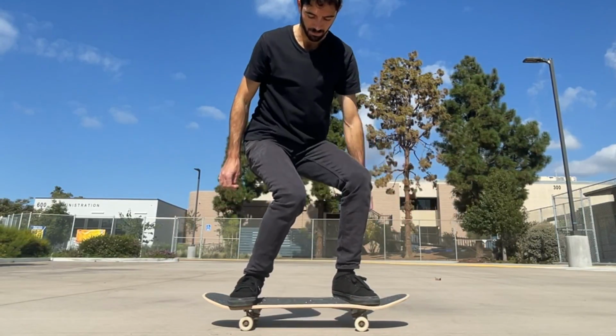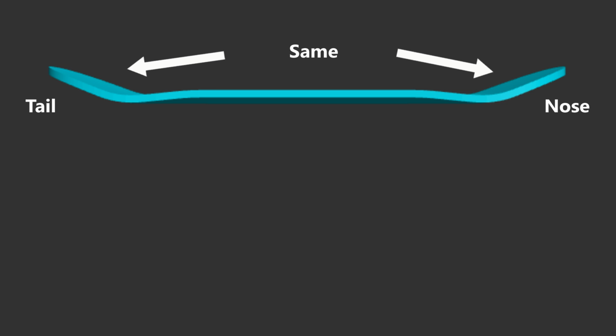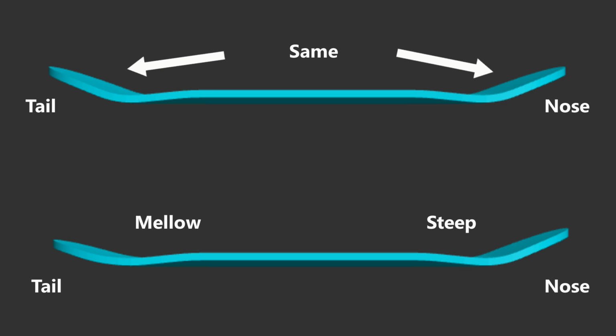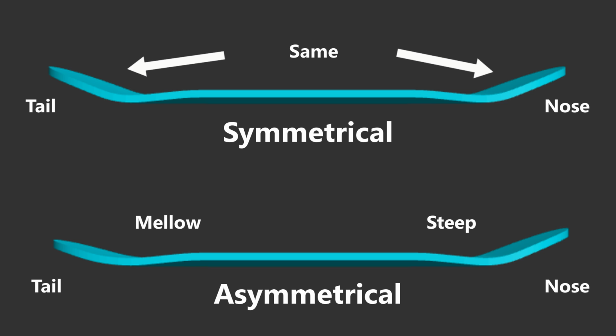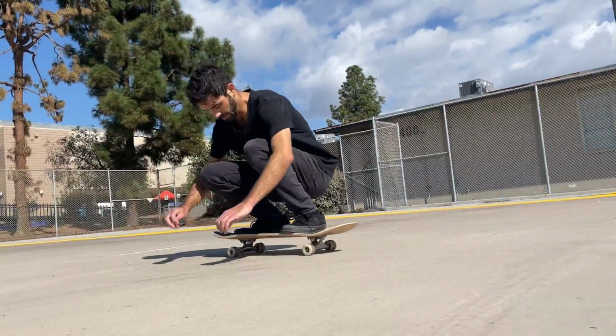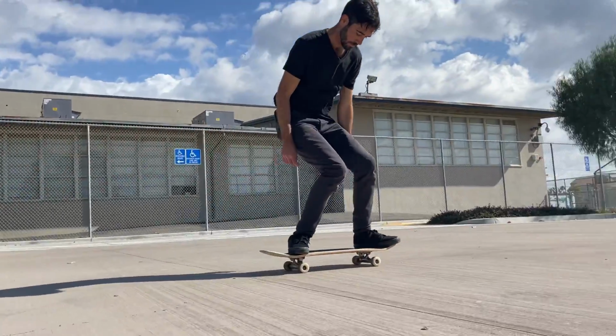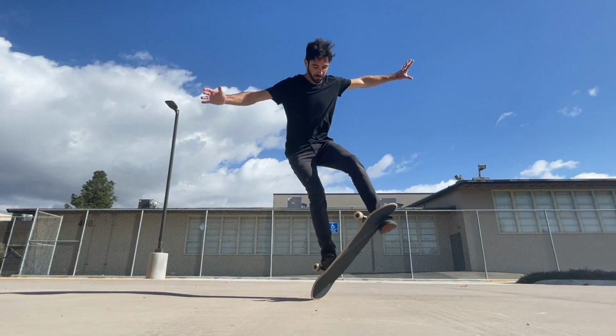Second, you may want to have your nose defined exactly the same as the tail, or have it different. If it's the same, your board is symmetrical, and if not, it is asymmetrical. A nice thing about asymmetry is that you can get the benefits of two different geometries without needing two different boards. For example, one trick may work better with a steeper kick, while another works better with a mellower kick.